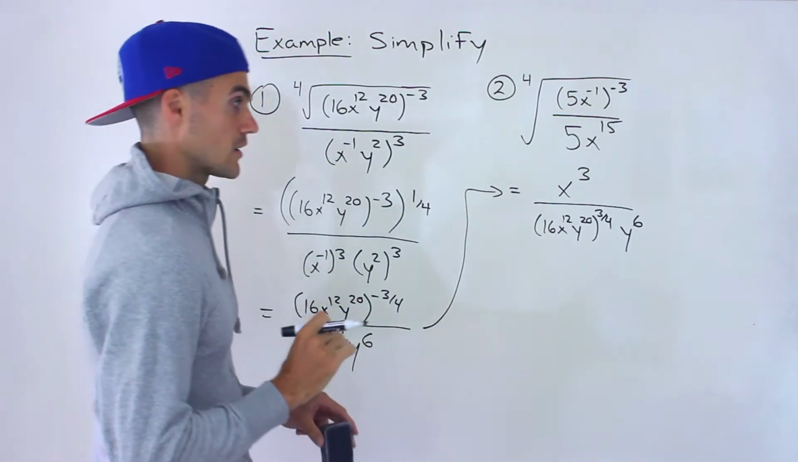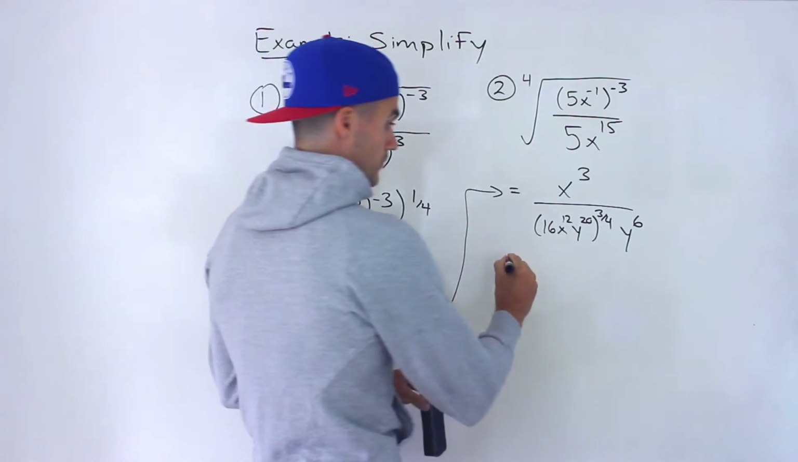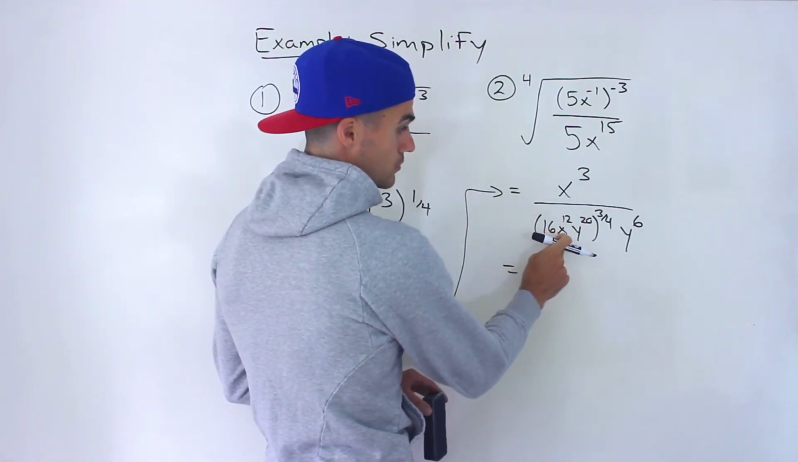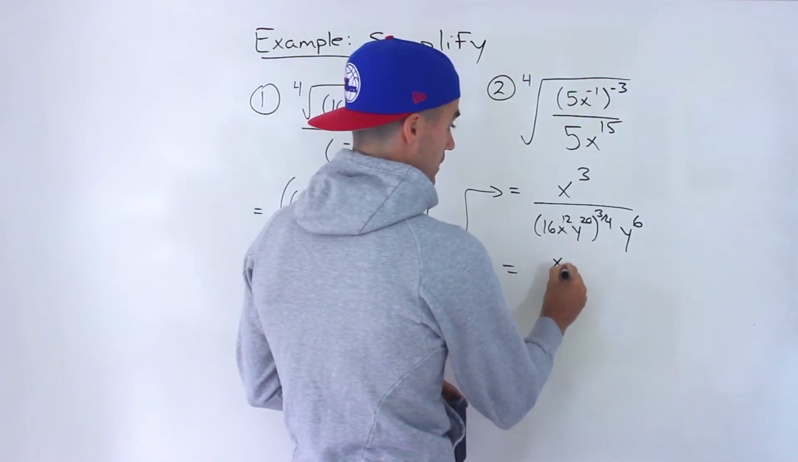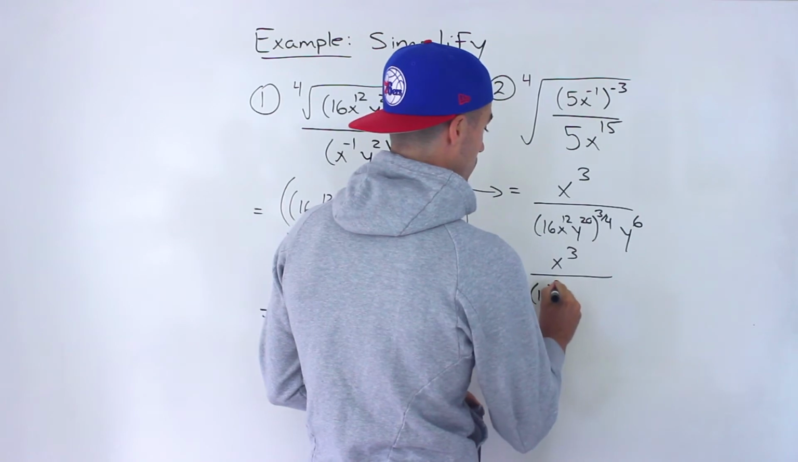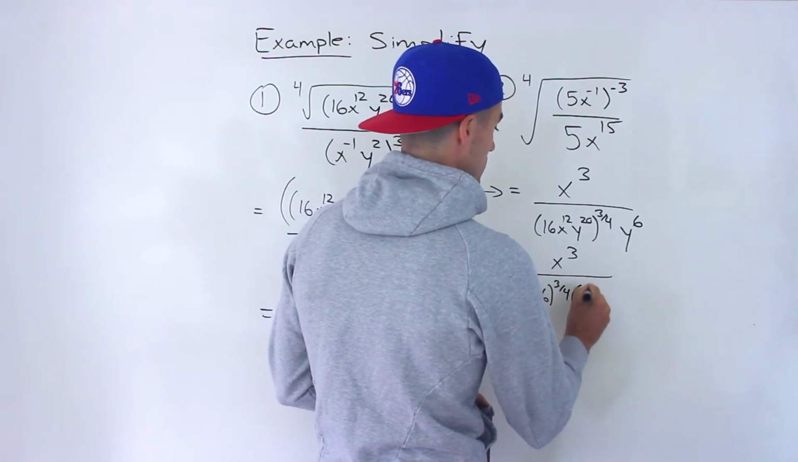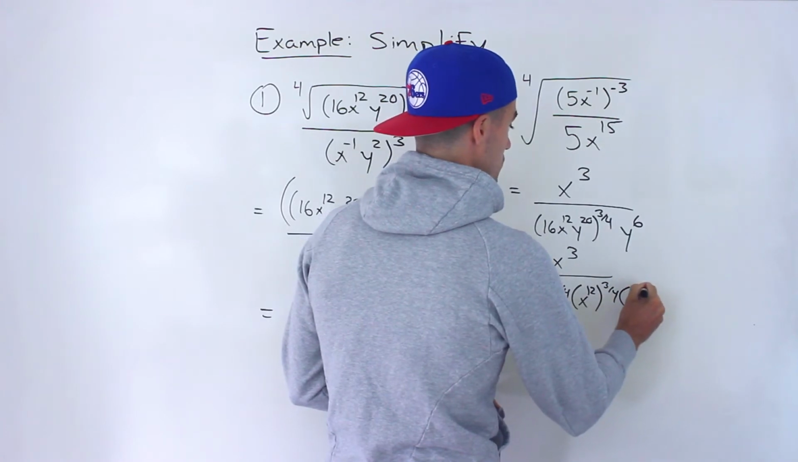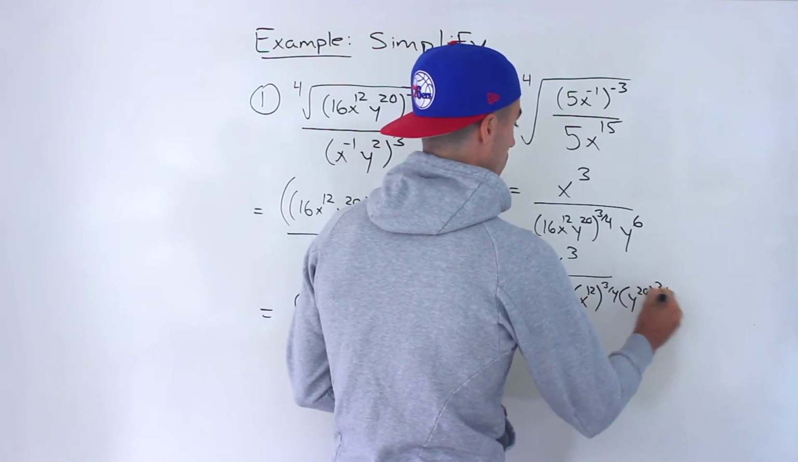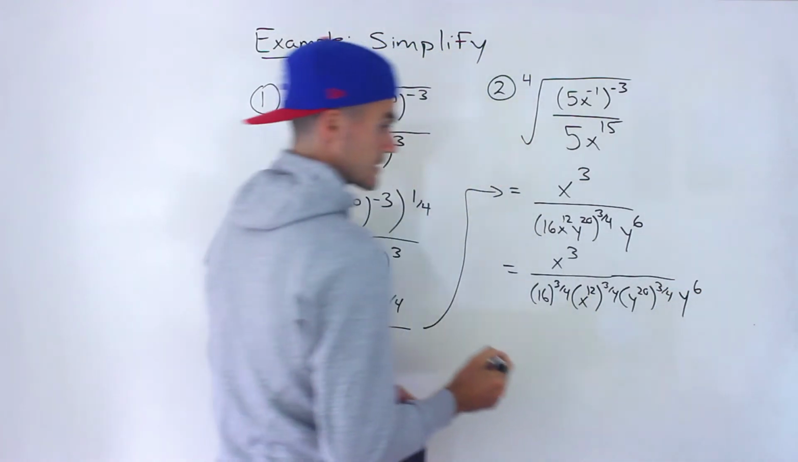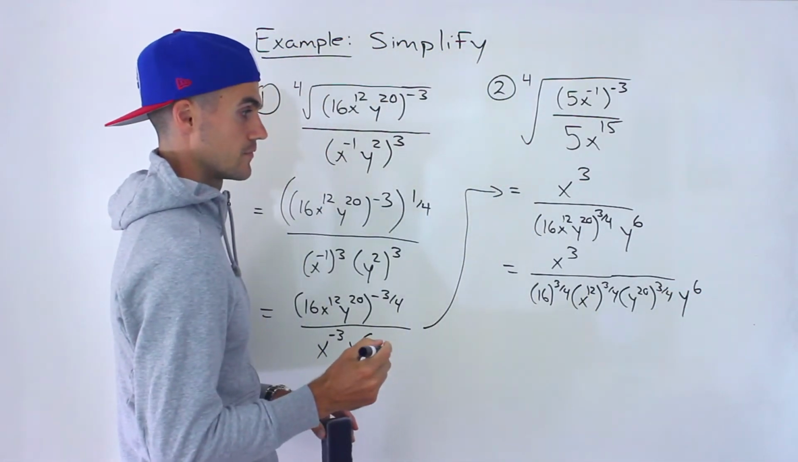From here, I'm going to deal with this. The 3 over 4, I'm going to distribute to all of the terms here. So we'd have x to the 3 all over 16 to the power of 3 over 4. Then we'll have x to the 12 to the power of 3 over 4. Then we'll have y to the 20 to the power of 3 over 4. And then we'll have the y to the 6.